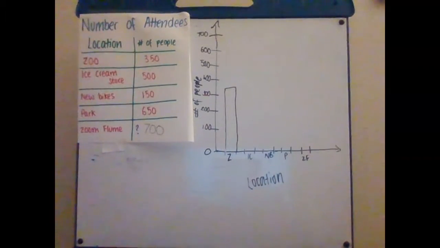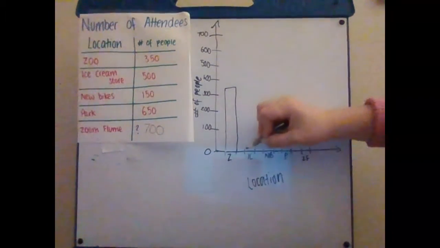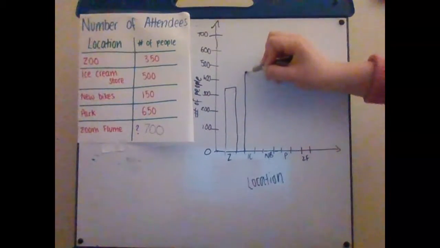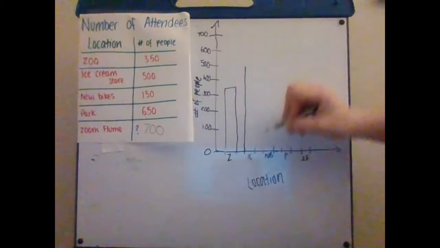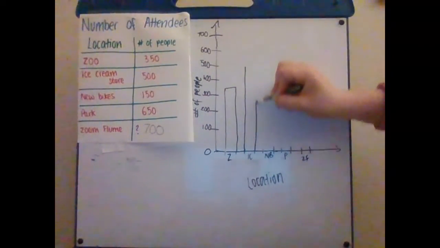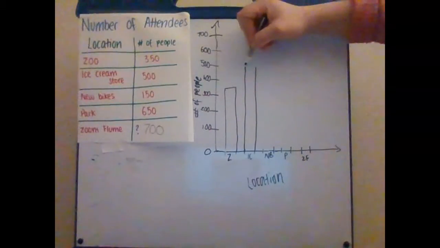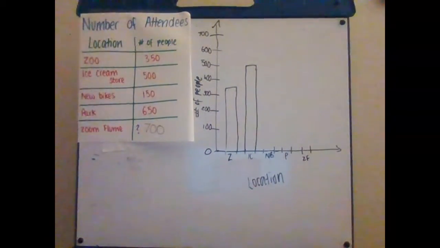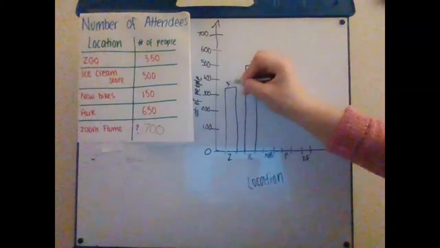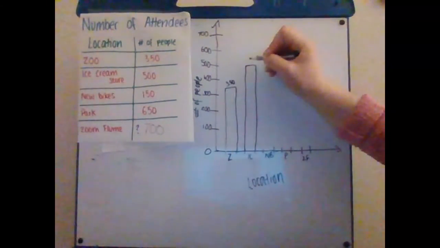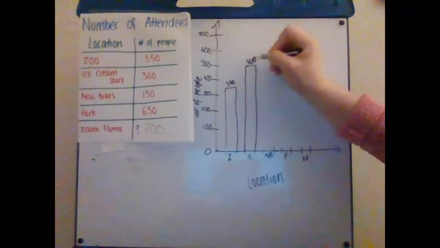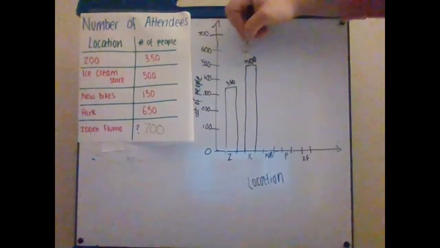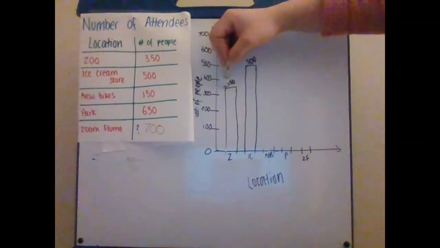The ice cream store was 500. So again, I want to go straight up. Now again, normally you'd be following square paper, but unfortunately I don't have any of that. So we're just going with what we've got best here and drawing along. Now the easiest thing to do, just to make sure that we're remembering, is you can write your numbers on top here. So this was 350 and this was 500. And as I look along, yep, 500. Yep, 350.